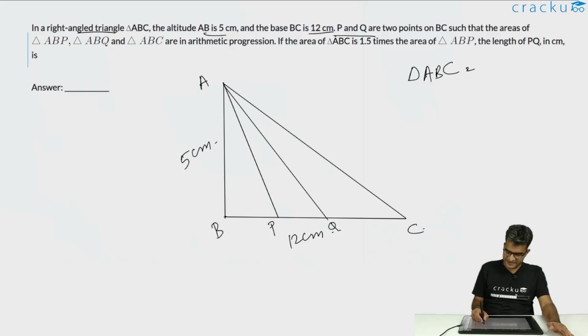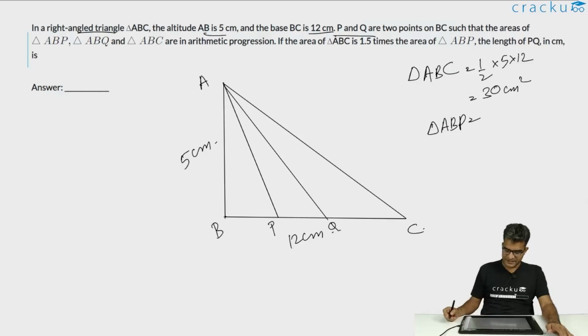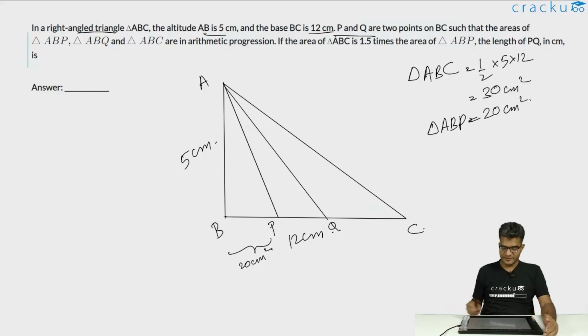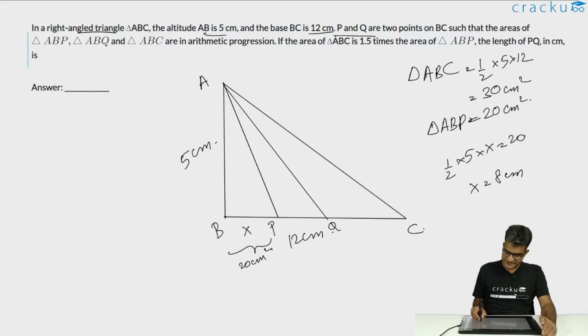The area of triangle ABC is half into 5 into 12, which is equal to 30 centimeters square. So the area of triangle ABP will be 30 divided by 1.5, which is 20 centimeters square. So what is the length of BP? If you assume that this is X, half into 5 into X is equal to 20, or the value of X is 8 centimeters. So this will be 8 centimeters. This overall is 12 centimeters.